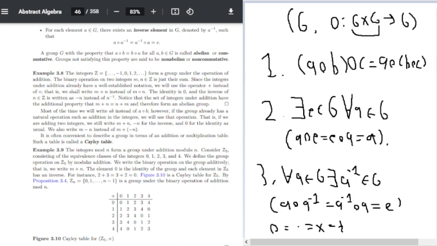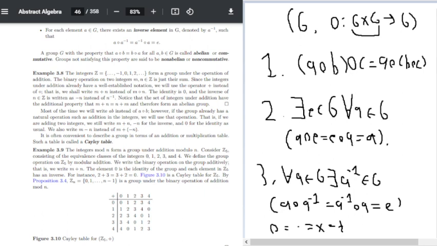Example 3.8, yeah. Since the integers under addition already have a well-established notation, we will use the operator plus instead of composition. That is, we shall write m plus n instead of m composed with n. We have an identity being equal to 0, and the inverse of n in the integers is written as negative n instead of n to the negative 1. Notice that the set of integers under addition have the additional property that m plus n equals n plus m, and therefore forms an abelian group.